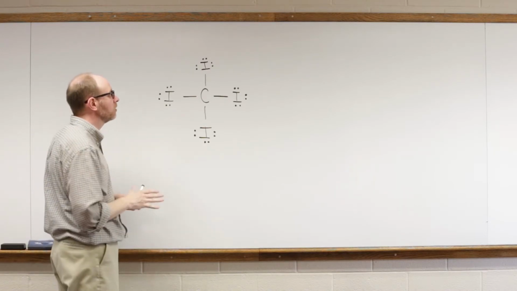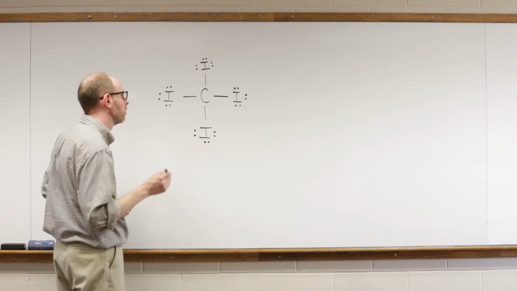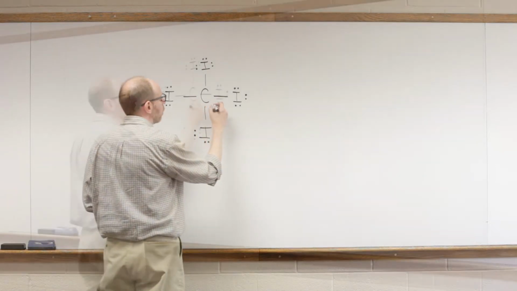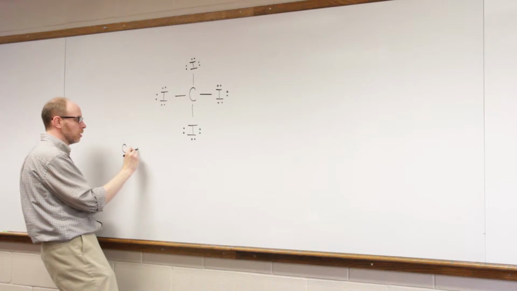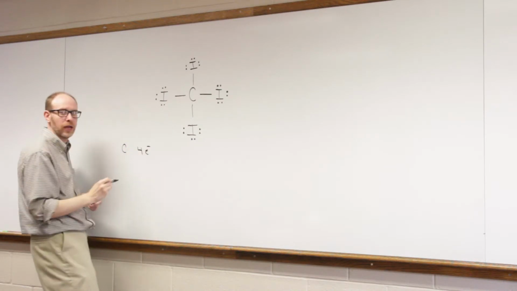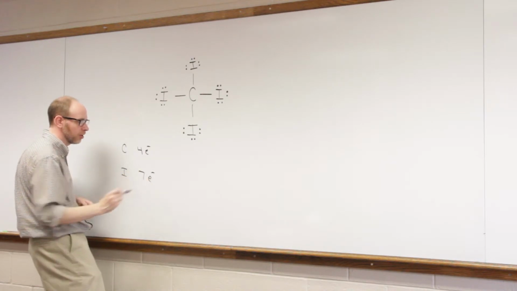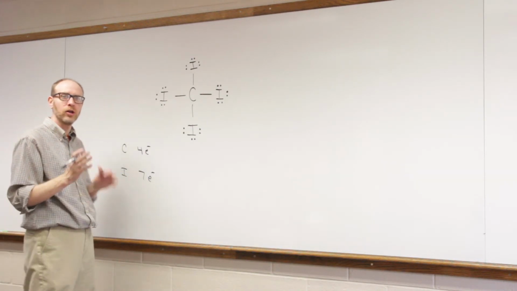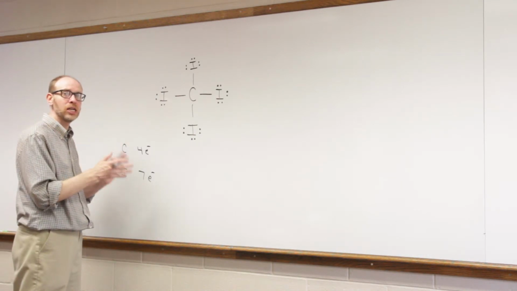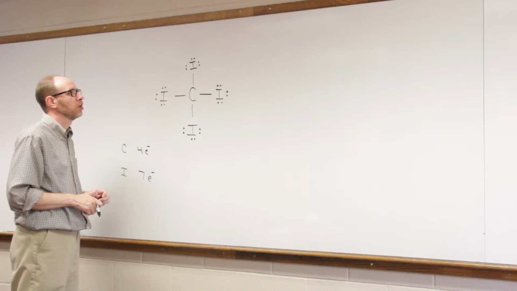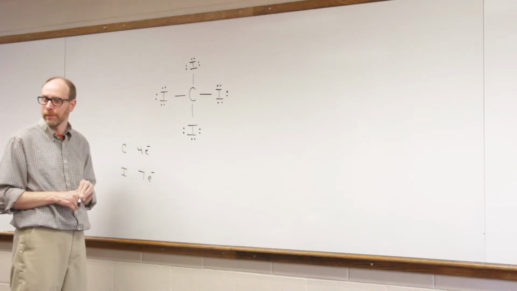So what we're going to need to know, again, is how many valence electrons each atom would have. We're going to do this formal charge calculation for carbon, all right? And we know that carbon has 4 valence electrons, and we know that iodine has 7 valence electrons. What we're going to do is count the number of electrons around each atom. So we're going to look at what the formal charge of each of these atoms would be.